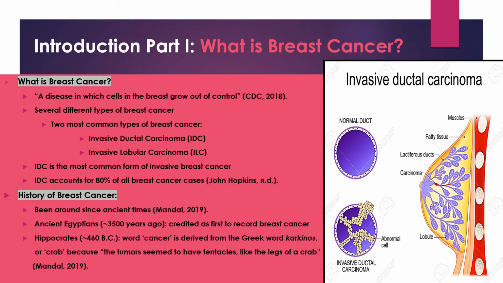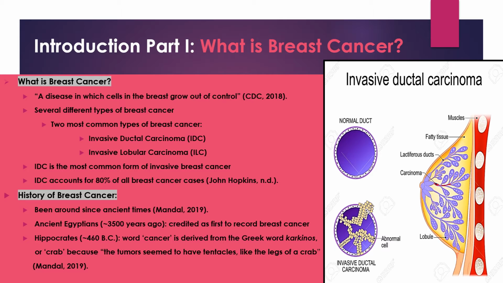So let's start by introducing what exactly breast cancer is. As defined by the CDC, the Center for Disease Control and Prevention, breast cancer is a disease in which cells in the breast grow out of control. There are several different types of breast cancer, with their classification dependent on which type of cells in the breast the cancer cells originally grow within. The two most common kinds of breast cancer are invasive ductal carcinoma and invasive lobular carcinoma, with invasive ductal carcinoma being the most common form of invasive breast cancer, accounting for 80% of all breast cancer diagnoses.